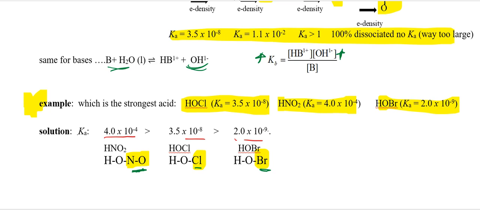So either way you slice it, through the Kas or through the structure, you can easily predict which one is the stronger acid. Hope this made a lot of sense to you.